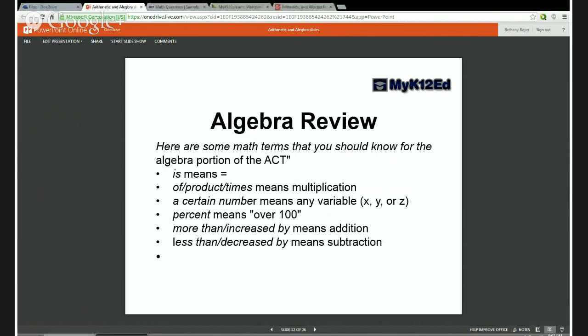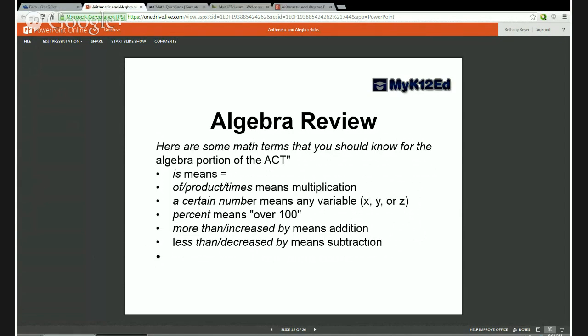Okay, so here are some math terms that you should know for the algebra portion of the ACT. If something says is, it just means equals. So if they say something plus something is something, that just means it equals. Of, or product, or times, those words mean multiplication. So the product of 3 and 5, 3 times 5, those all mean to multiply.